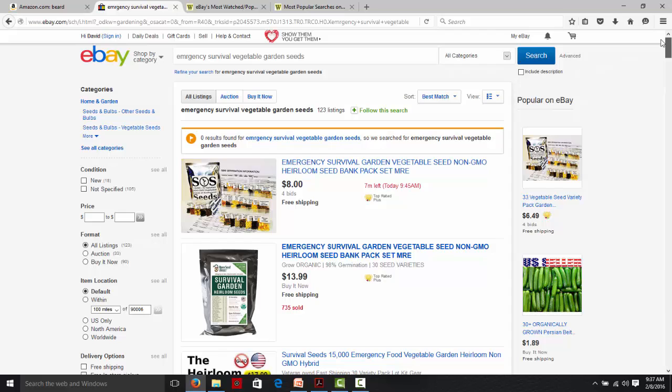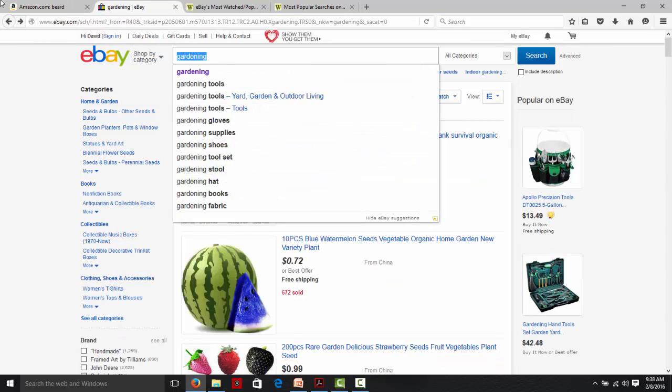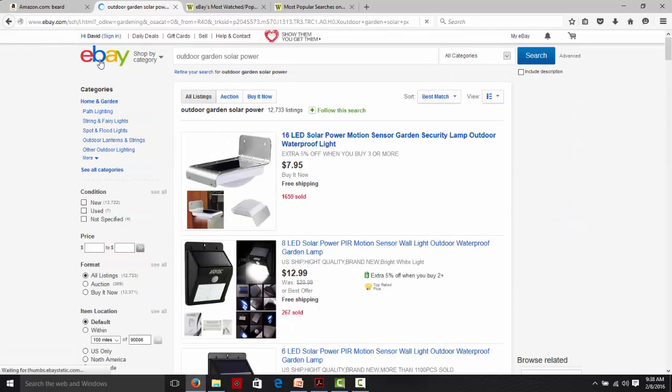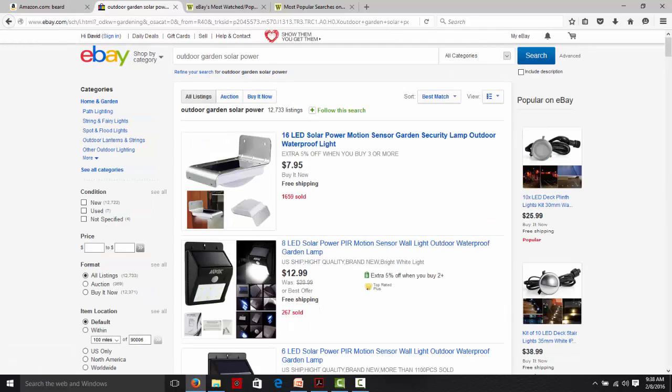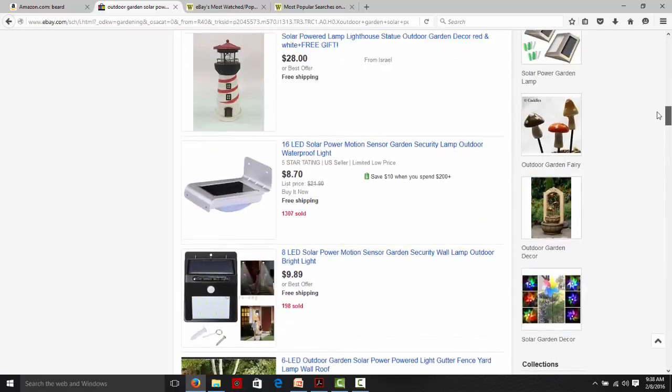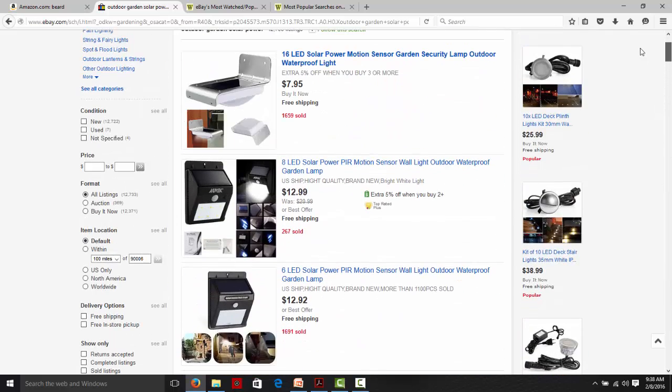Another niche that I came across is outdoor garden solar power. So I just type here in the search bar outdoor garden solar power, and as you can see, there are many different products once again. Right here I was looking for a specific product, the solar powered butterfly LED garden stake color.